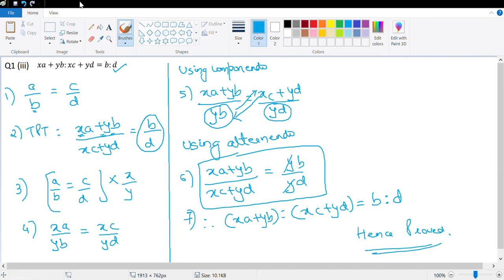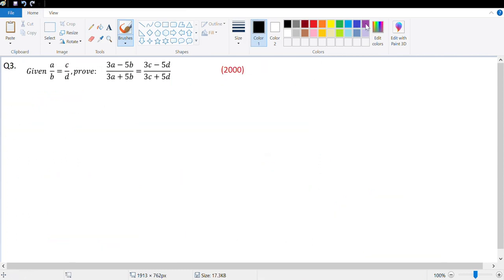The next one that we're doing is question number 3. Question number 3 says, given A upon B is equal to C upon D, prove 3A minus 5B upon 3A plus 5B. Okay, and this question appeared in your board exam in 2000.